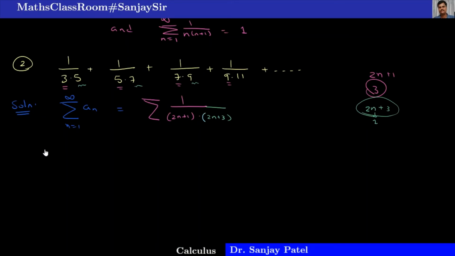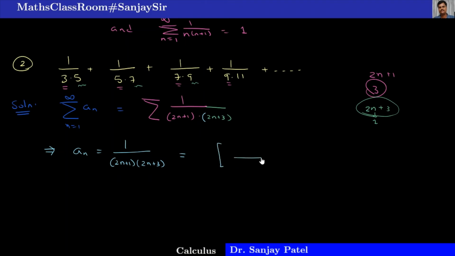So this implies an is equal to 1 upon 2n plus 1 into 2n plus 3. Now I want to express this as a sum of partial fractions in order to simplify easily. So this I will do directly. If you don't understand, you can write this expression as a upon 2n plus 1 plus b upon 2n plus 3, and then find the values of a and b. Let us try it directly.